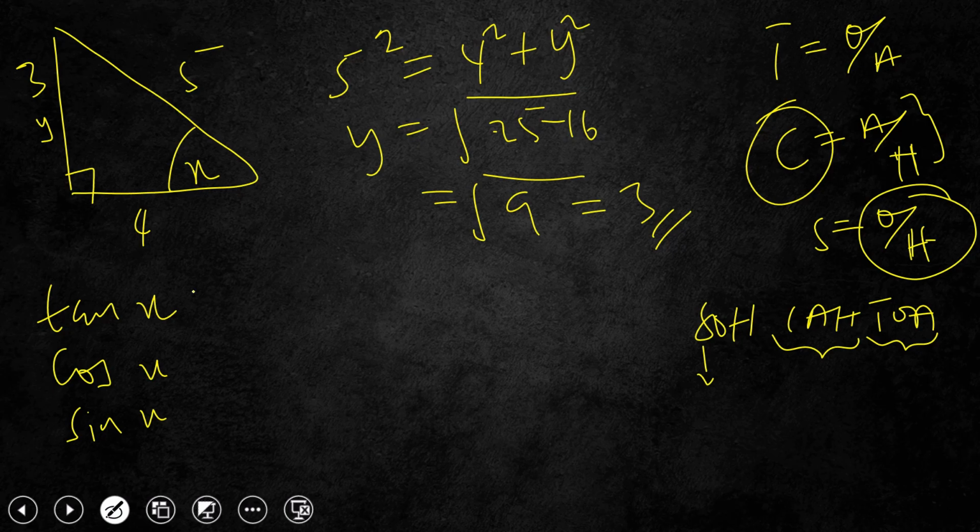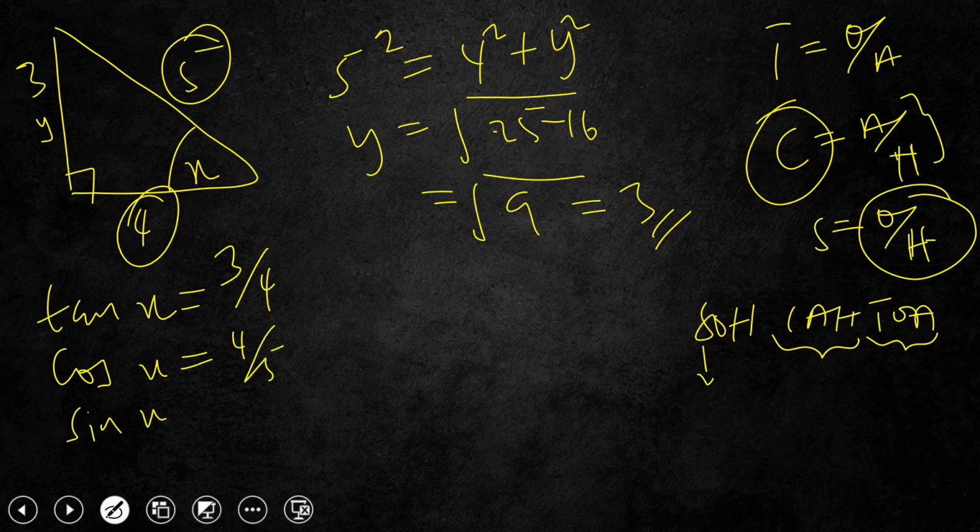Now the tan of x is given as the opposite, which is 3, over the adjacent, which is 4. So that is the answer for the first one. And the second one, the cos of x. The cos is the adjacent over the hypotenuse. The adjacent is 4, the hypotenuse is 5. Then the final one, that is the sine. The sine is given as the opposite over the hypotenuse. So now we've been able to do the cos, the tan, and the sine.